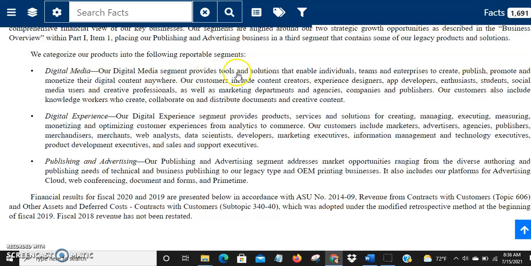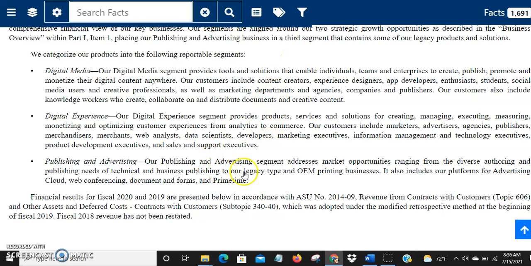Digital media provides tools and solutions that enable individuals, teams and enterprises to create, publish, promote, and monetize digital content everywhere. Their customers include content creators, experience designers, app developers, social media users, and all those people. The digital experience segment provides products and services for creating, managing, executing, measuring, monetizing, and optimizing customer experience, from analytics to commerce. So here it's more to do with the analytics part of their business. The customers are the same, but the products here are different. They're more into analytics. These are the tools.